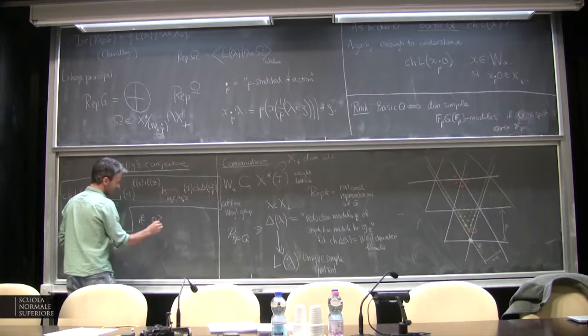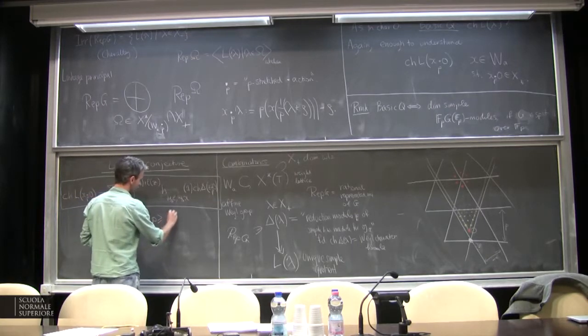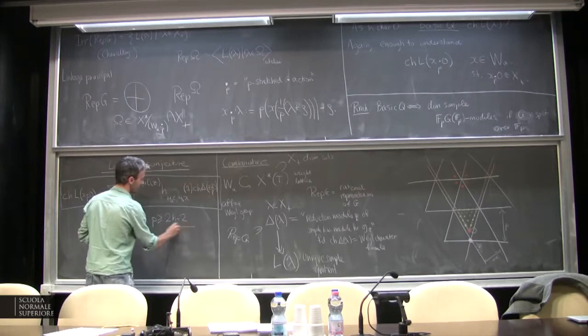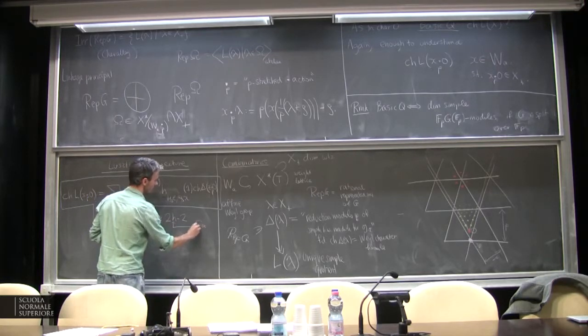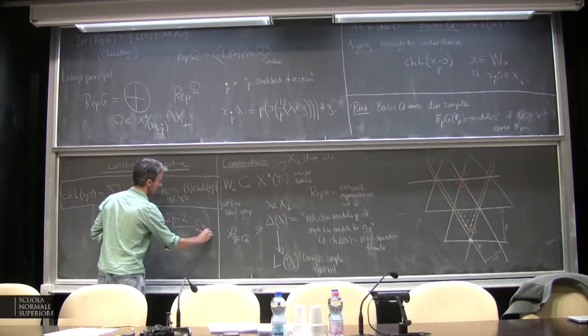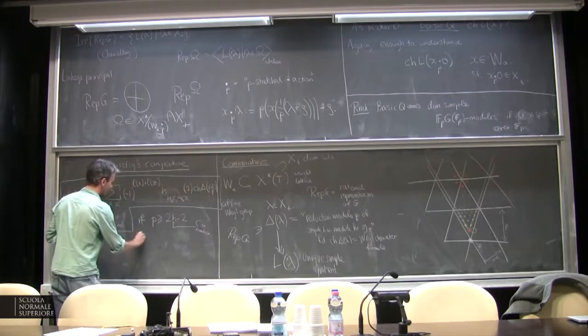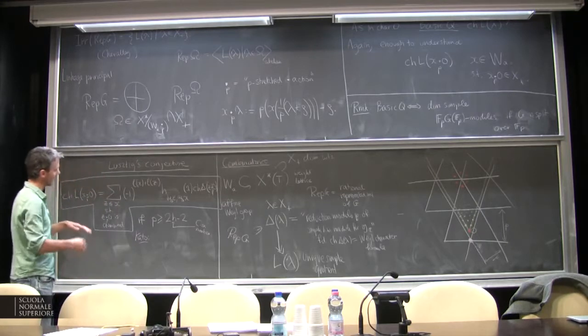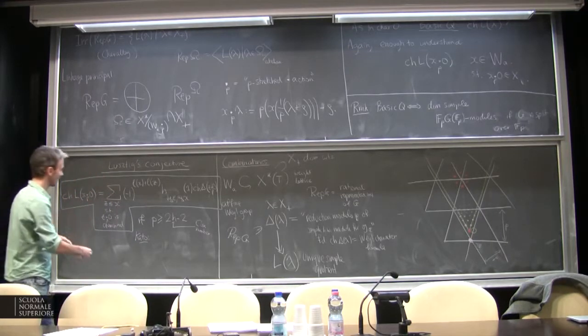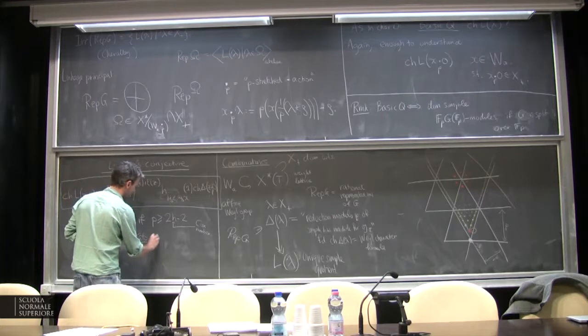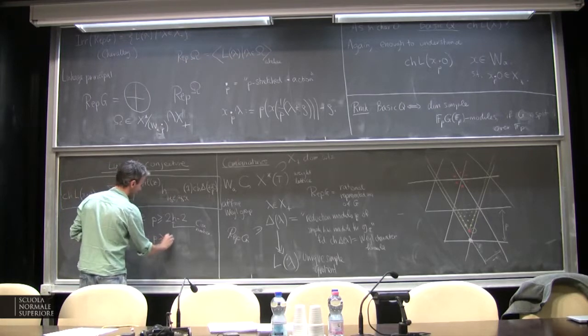And Lustig's original conjecture was equivalent to the statement that P is bigger than 2h minus 2. So this is the Coxeter number. And later, Kato proved a lovely compatibility of Lustig's conjecture with something called the standard tensor product theorem. And he pointed out that P bigger than or equal to H is reasonable.